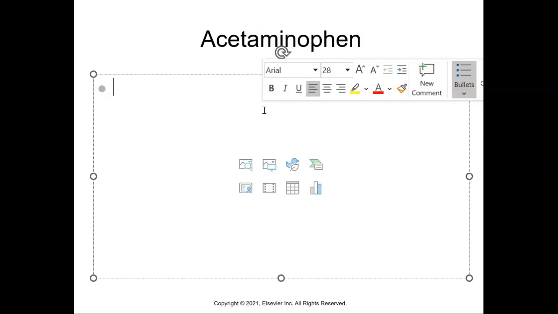It is readily absorbed after oral dosing, and it has wide distribution. We know it's metabolized by the liver, and the metabolites are then excreted in the urine. Plasma half-life of acetaminophen is only about 2 hours. It can be metabolized by 2 pathways.